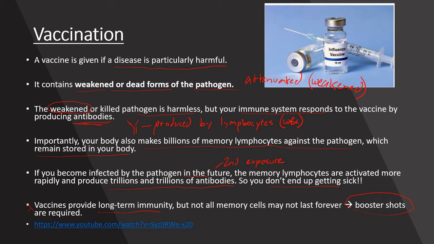Just very quickly going back over this slide here. A vaccine is a weakened or sometimes dead form of the pathogen. It's not going to make you sick. The weakened pathogen is harmless. Your immune system responds to the vaccine by producing antibodies. You make antibodies, you also make billions of memory lymphocytes. If you become infected again, those memory lymphocytes are ready to produce trillions of antibodies to fight the pathogen so you don't end up getting sick. They provide long-term immunity, but they may not last forever, and you require booster shots to make sure that you're fully vaccinated.